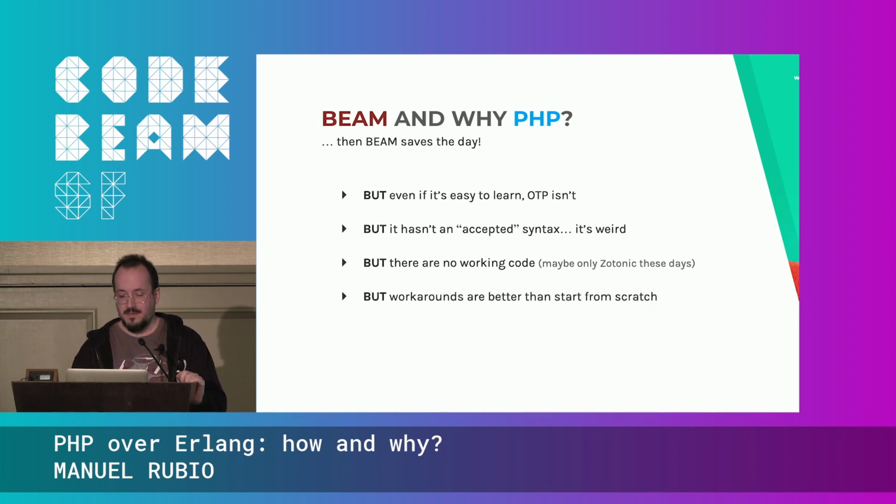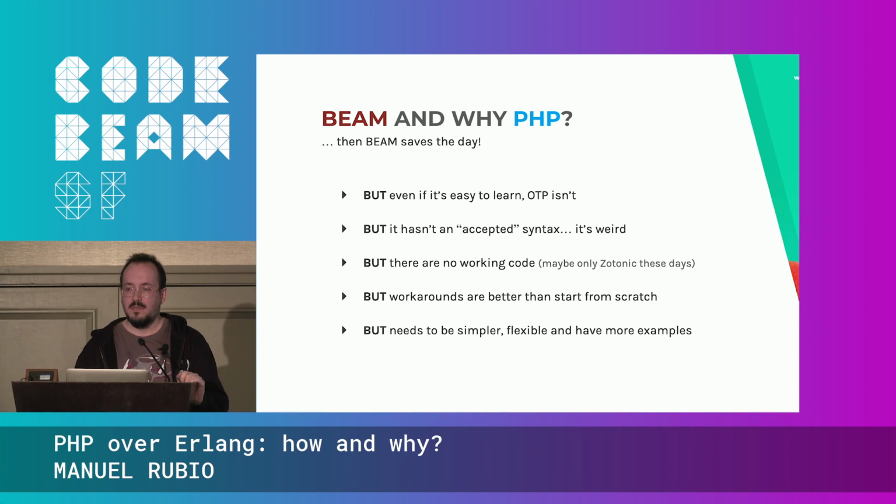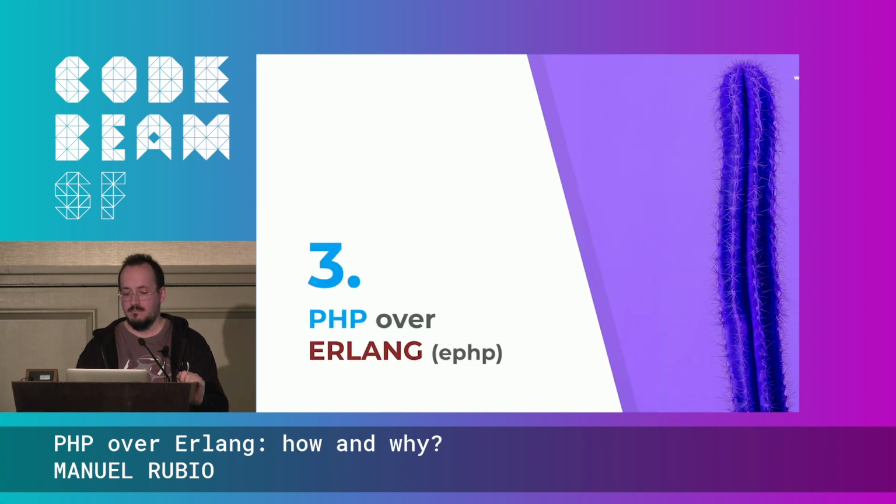And most of the companies think that, well, if we put some workarounds like Redis, RabbitMQ, and everything like crons and a lot of stuff around PHP, it's not needed to change. So we can live with the workarounds. And other things need to be simpler, flexible, and have more examples. So that is why I was thinking, well, if we brought PHP to Vim, so I was creating ePHP.